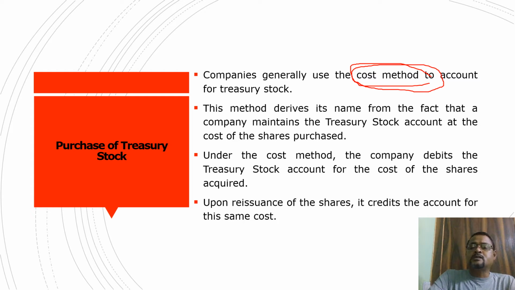Under the cost method, the company will debit the treasury stock and credit cash, that is the cost of the shares acquired. If these stocks are reissued, the entries will be reversed. Cash account debit to treasury stock if it is reissued at cost. We will go into details of the journal entries in the next segment.